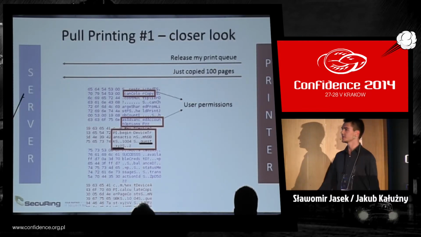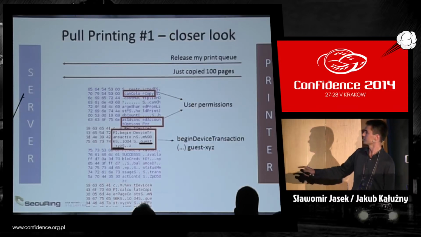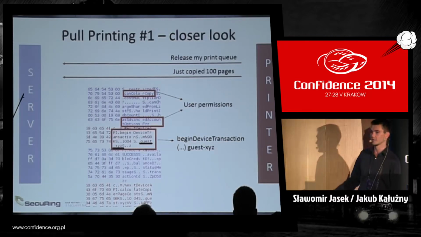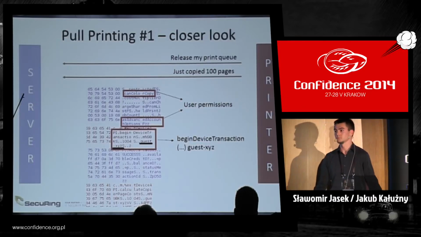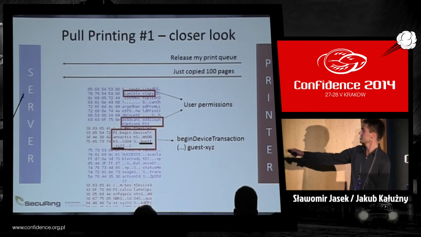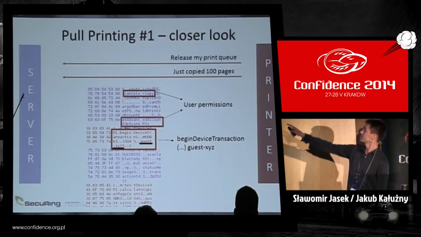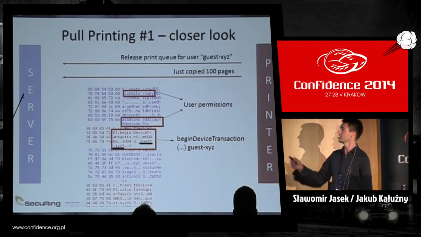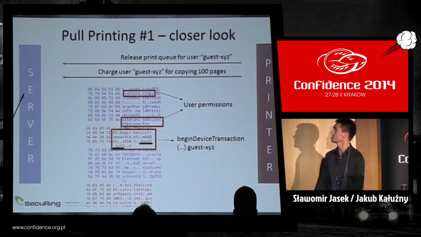Actually, there were some vulnerabilities here, but that's not the point. The point is that the printer sends a communicate, which is begin device transaction for guest XYZ. The guest XYZ was the username. So, what would you do? Exactly, change this guest XYZ to the other user. And that's what we did, and that's what worked. So actually this communicate was not release my print queue, but release print queue for the user I typed, and not just copied 100 pages, but charged user guest XYZ for copying 100 pages.